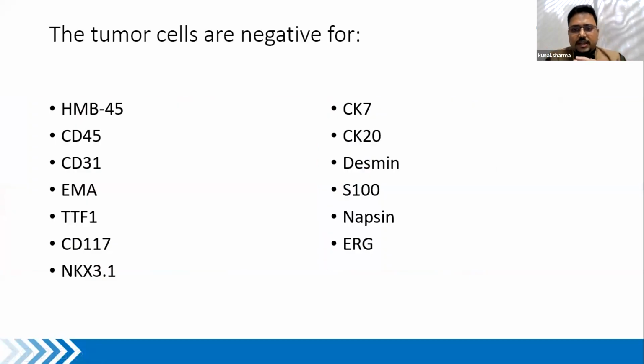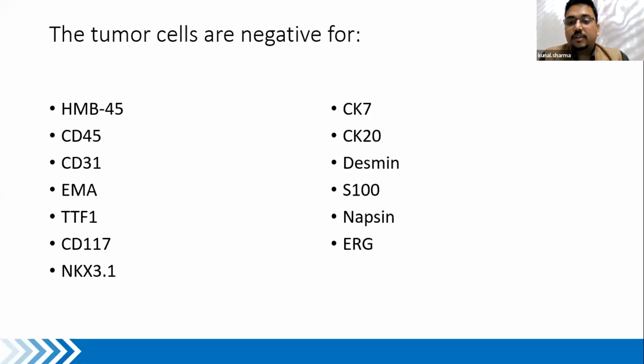So this was the other extended panel which I did. HMB45 was negative, CD45 was negative, CD31 was negative, EMA was negative. So no vascular tumor here. We are not dealing with a case of epithelioid angiosarcoma. TTF1 was negative, CD117 was negative, and GATA3 was negative. We still did it because this was a male patient. P40 negative. We must always do P40 once our CK comes positive. Desmin negative, S100 negative, Napsin negative, ERG negative.